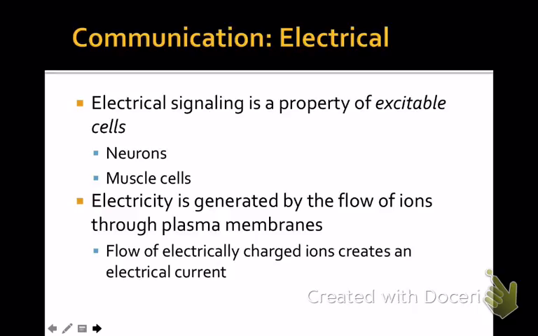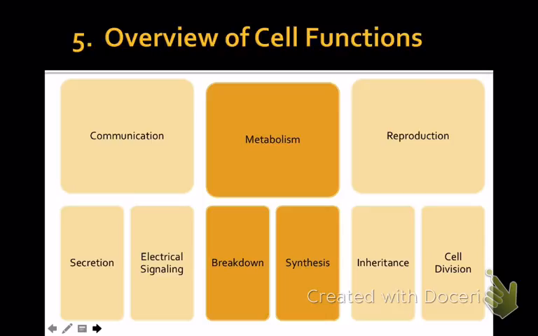So nerve cells will send nerve impulses, muscle cells will contract, gland cells will secrete due to electrical signals. They also may do that based on chemical signals, but they all generate a certain electrical current. All right, so that concludes our very rapid discussion of communication.